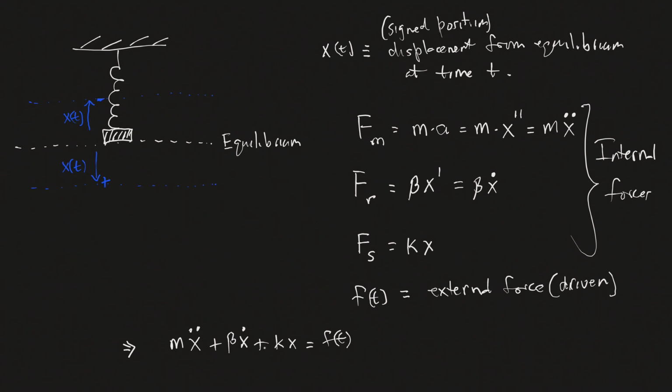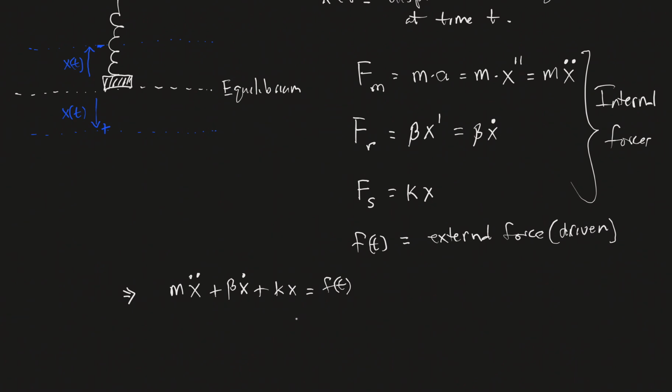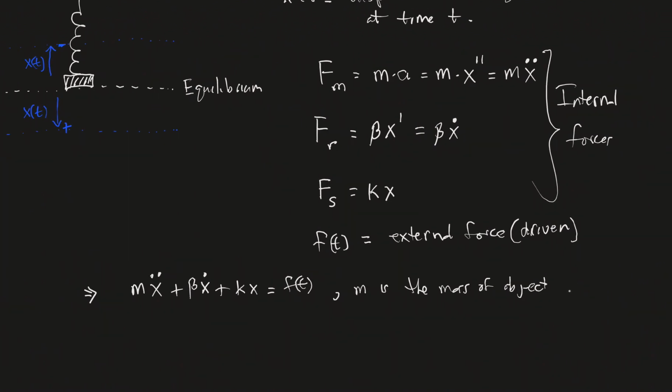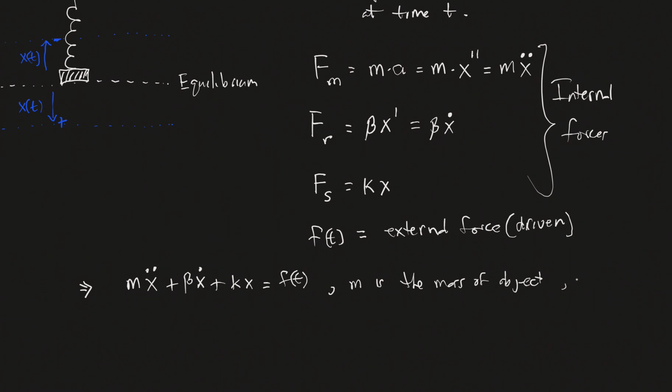Now, I didn't write down specifically what m, beta, and k are, so let me do that. Little f of t is our external force. We define x of t as our displacement. M is the mass of the object. And now I'll just write this little equation that is often useful. We know that weight and mass are related by our gravitational constant. So weight is m times g, and g is, again, the gravitational constant. So we might use this equation at some point.